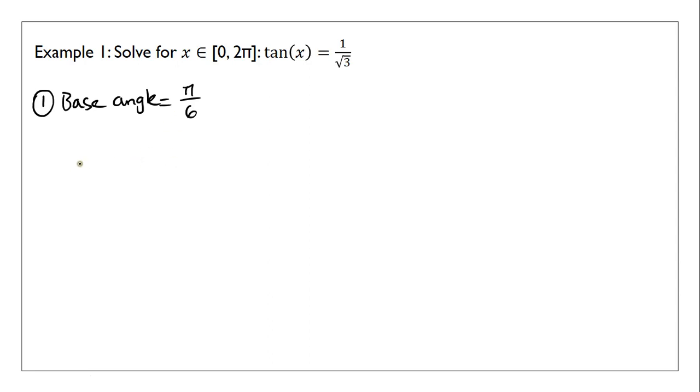Okay. So step 2 is to look at all stations to city, or whatever acronym you come up with. So this tan is positive, and we're looking at the first and the third quadrant. So the first quadrant angle is going to be pi on 6, and the third quadrant angle is 7 pi on 6. So that's the quadrant method.